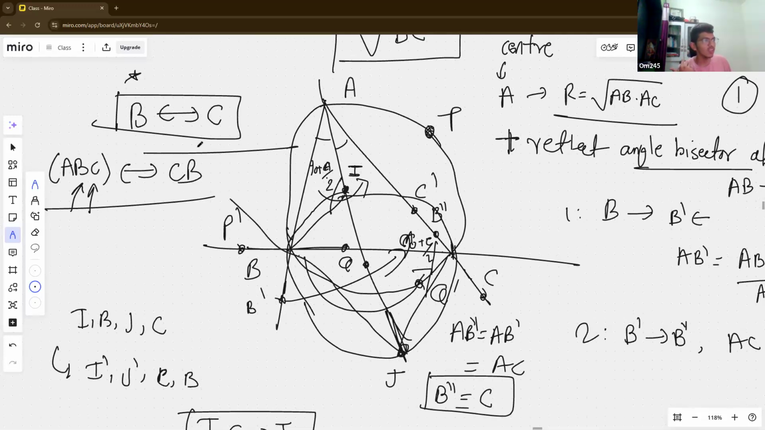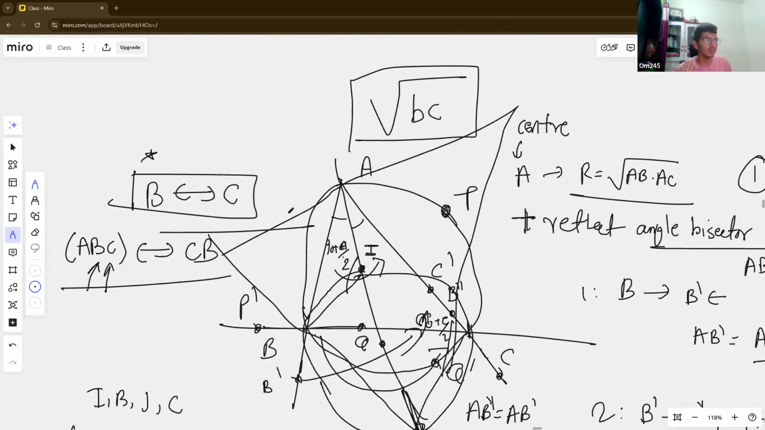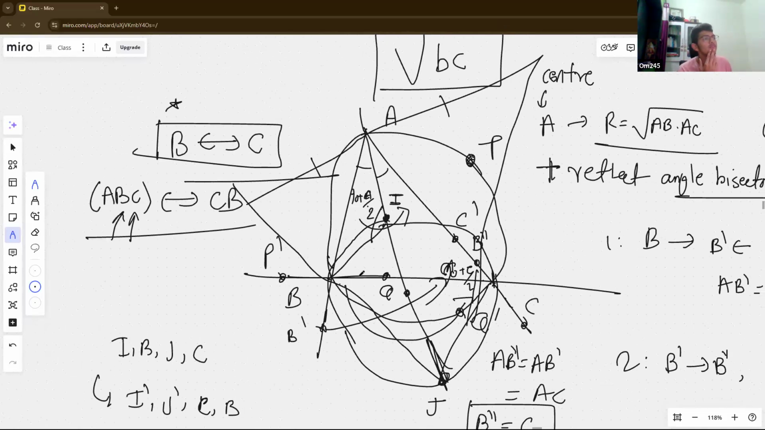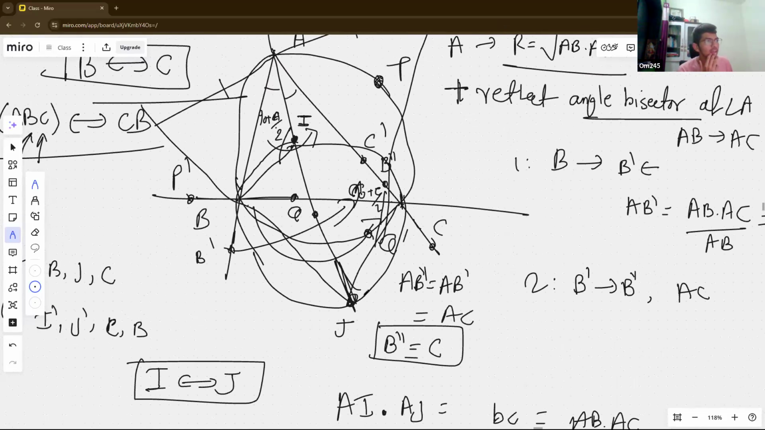If you consider the excircle of B and C also, these also invert to each other. This gives us very nice facts, like I is an orthocenter and many more things. We will cover that also if we get time.